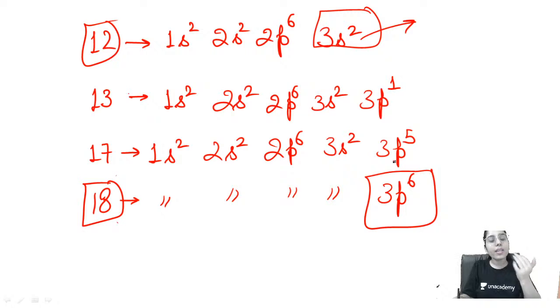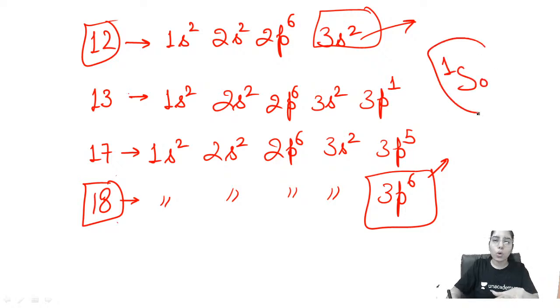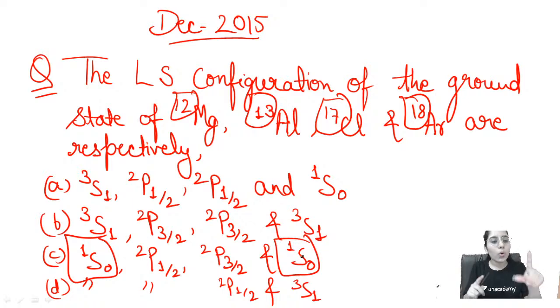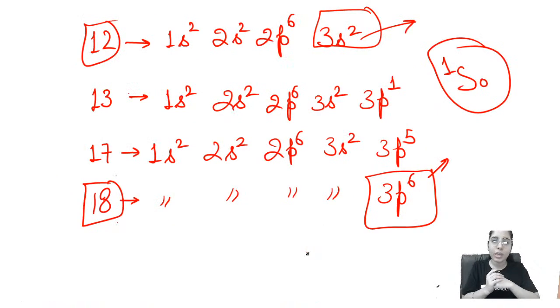Whenever we have completely filled configurations, the corresponding ground state spectroscopic term will always be 1S0. That means for 3s2 and 3p6 it's going to be 1S0. Only in one option is 1S0 present. Just by checking this we can say option C is correct, because only that satisfies this condition. The terms have been written in sequence, so directly you can say option C is correct. You don't even need to find them for all the cases. Even if required, you can find them; we have discussed the process to find them.